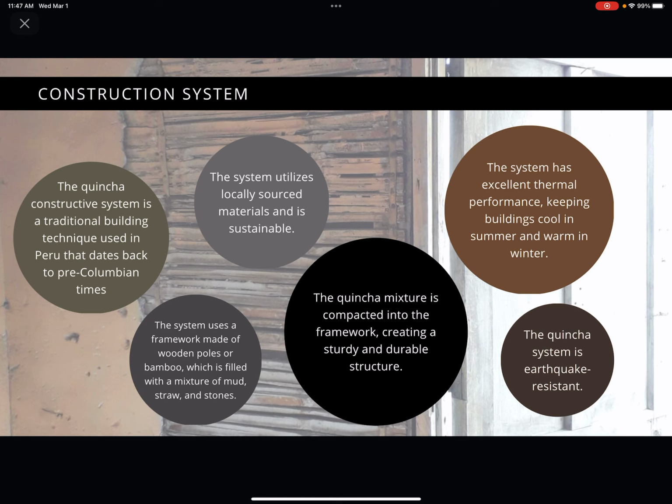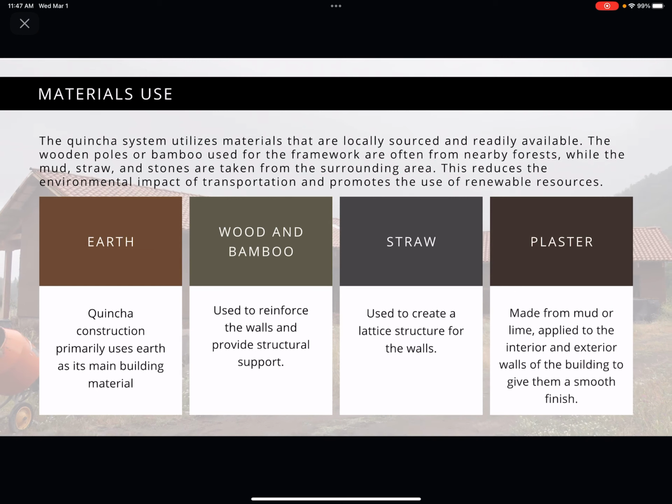This system is really well known for its excellent thermal performance, because it keeps the building cool during the summer and warm during the winter, and also for its earthquake resistance. For the materials used in the construction system, obviously we have earth, that is the main material. We have bamboo or wood, used to reinforce the walls of these partitions. Then we have straw, like lattice structures inside the walls. And then plaster, made of mud or lime, applied in the interiors and exteriors of the wall to give a smooth finish.